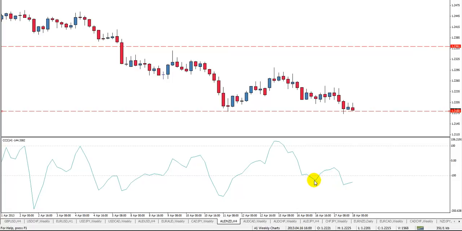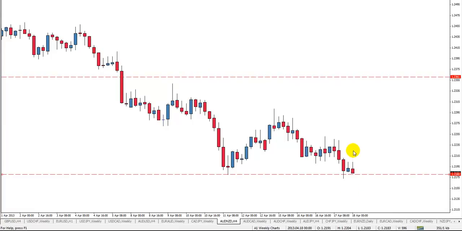And then you've got the same sort of deal, don't you? I mean, it looks exactly the same as what you had with the stochastic. So there you go.